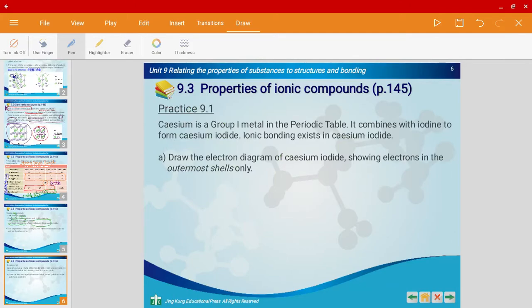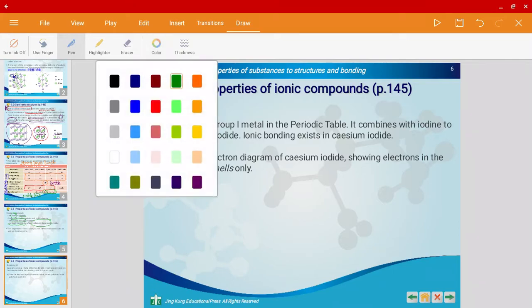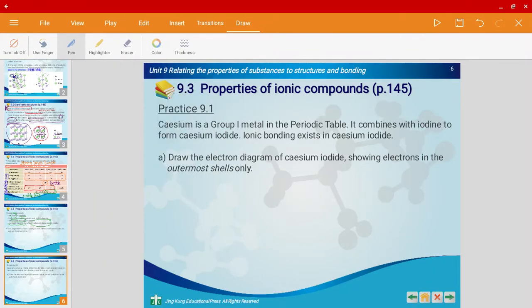Okay, so let's do some practice together. You can pause the video and read the question by yourself. Pause the video right now while I continue. Okay, let me go ahead and read. Cesium is a group 1 metal in the periodic table. It combines with iodine to form cesium iodide. Ionic bonding exists in cesium iodide. Question A: draw the electron diagram of cesium iodide.